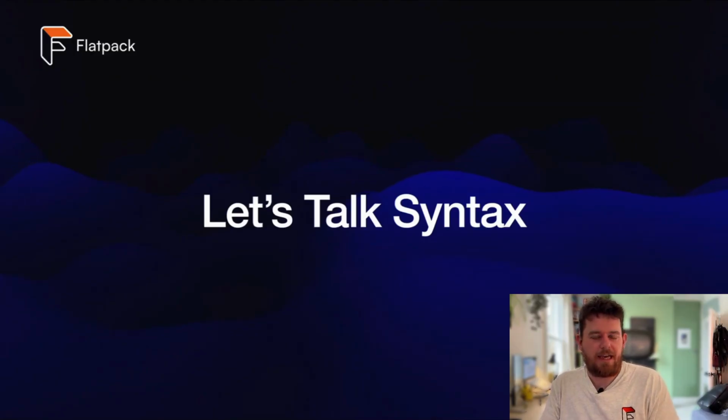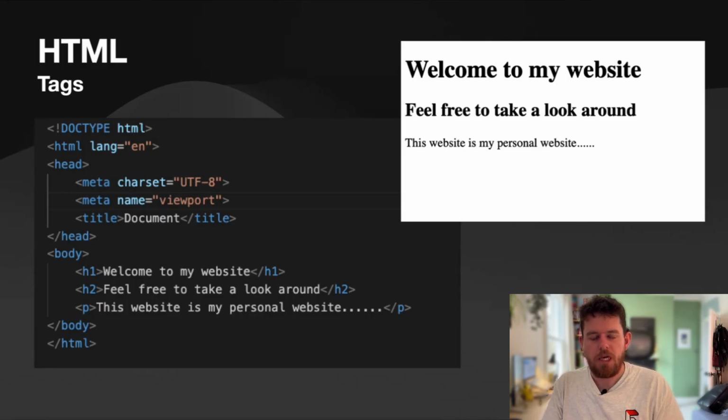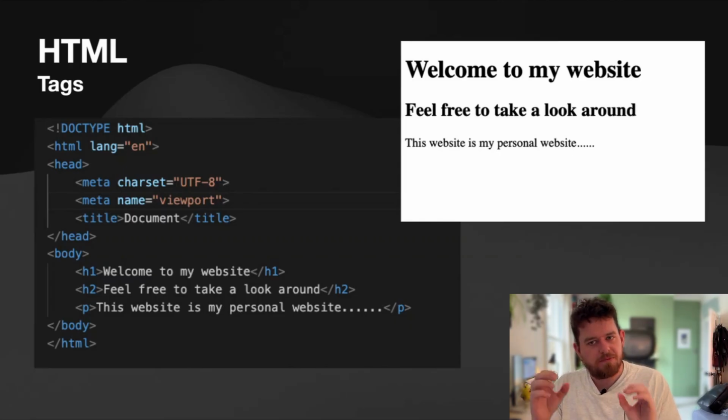So let's actually talk syntax and the symbols and letters and words that make up all of these languages. So first of all, we have HTML. And in HTML, we have what's called tags. Now, a basic HTML website that we can see output on the right here has a big heading of welcome to my website, and we can see that we've used H1 tags here to create that. We've got a slightly smaller subheading here as well, which is denoted by the H2 tags.